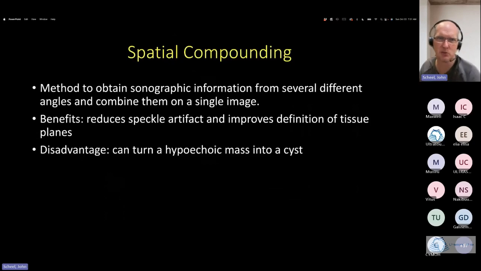Okay, next is spatial compounding. It's a method to obtain sonographic information from several different angles and to combine them on a single image. It reduces speckle artifact, it improves definition of tissue, and it makes pictures look very beautiful. However, it can also turn hypoechoic masses into cysts, and I'll show you a couple of examples.